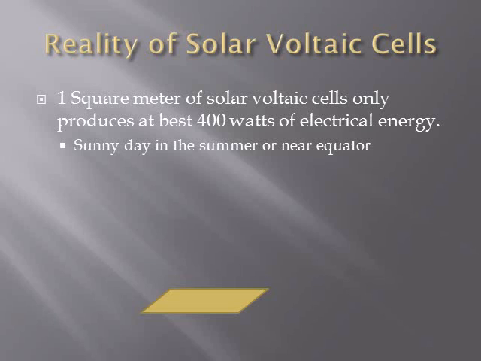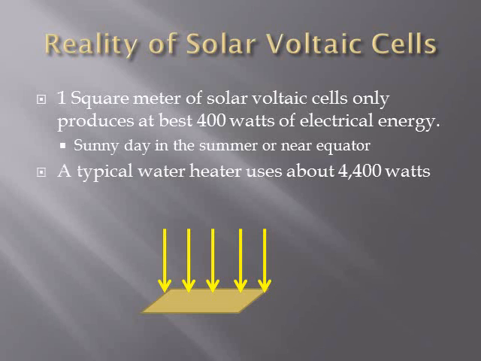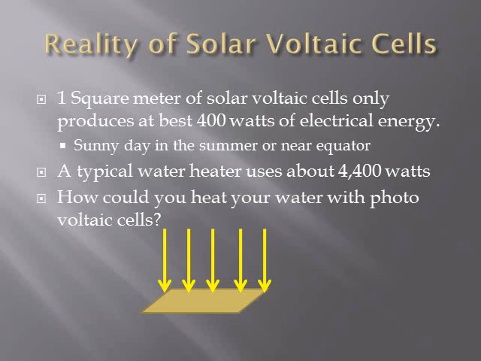So let's say hypothetically we have a single square meter of a solar voltaic cell. That's actually quite a large square meter of solar voltaic cell. And let's say that 1 square meter only creates, at best, 400 watts of electrical energy, and that is on a sunny day near the equator. That's how much a whole square meter might create. So if we want to create enough electricity to, say, run our water heater, a typical water heater uses about 4,400 watts. That means one giant square meter of solar voltaic cells is not going to cut it.